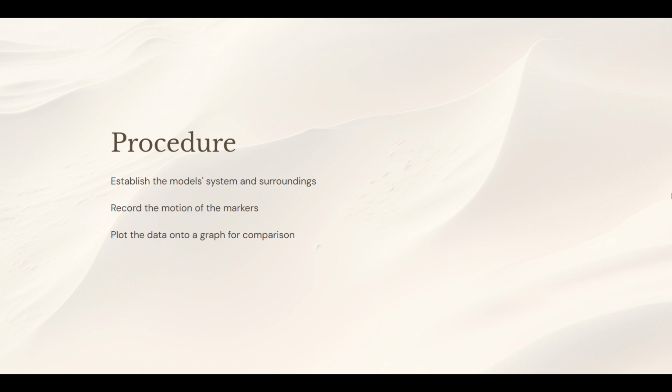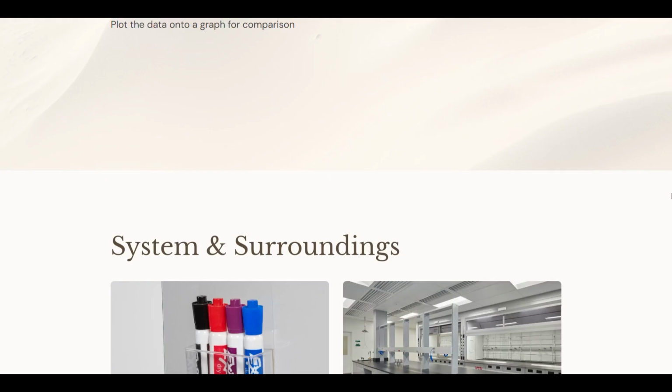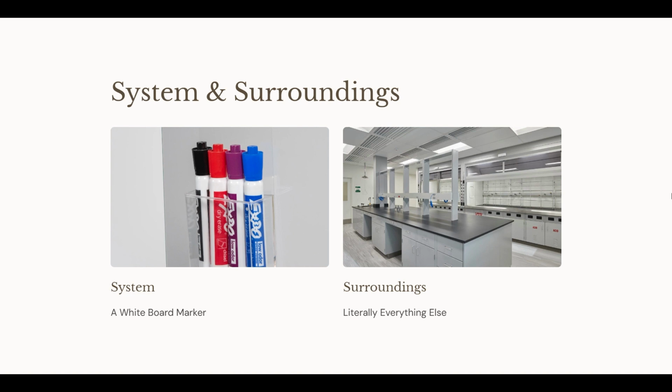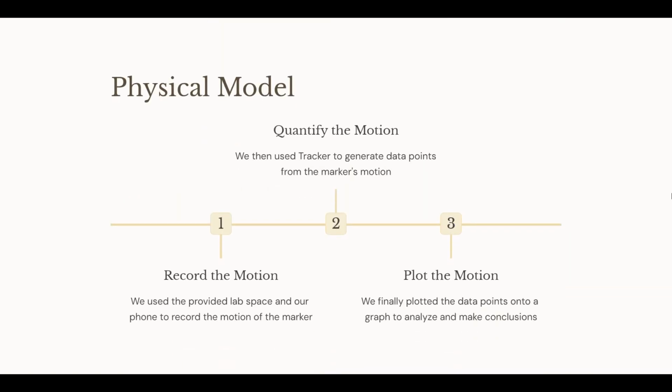It is important to note here that we assumed a lack of air resistance and frictions in both models. In both models, the marker makes up the system, while the surrounding is everything else captured in the model. In our physical model, we use the provided lab space and our phone to record the motion of the marker.